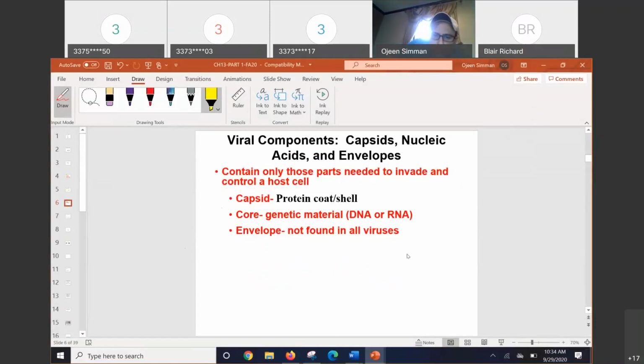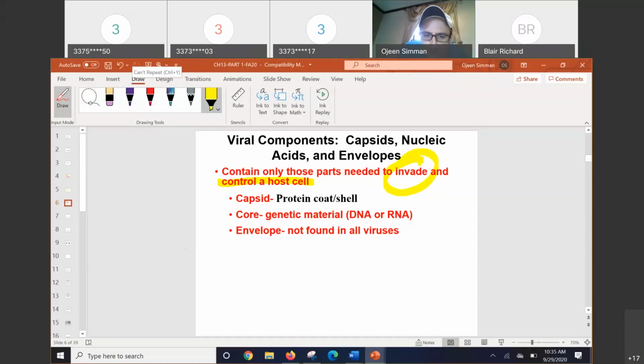What is the structure of a virus? Now, a typical virus would contain the structural parts that it needs in order to be able to invade and control a host cell. So this is a good question that can be asked. Which of the following parts are needed in order for a virus to invade and cause infection?